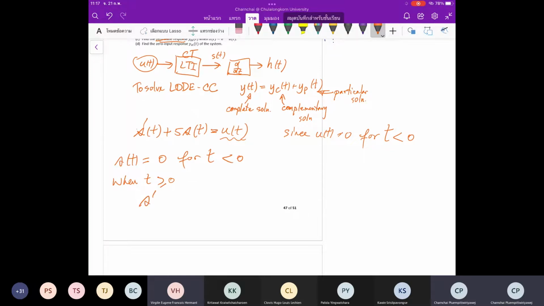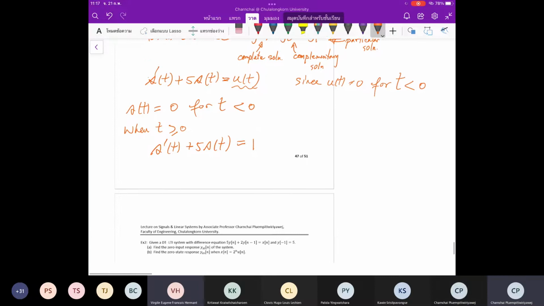We have s'(t) plus 5 s(t) equals u(t). What is u(t) when t is more than 0? It is 1, so it's just a constant. How do we solve for this one?